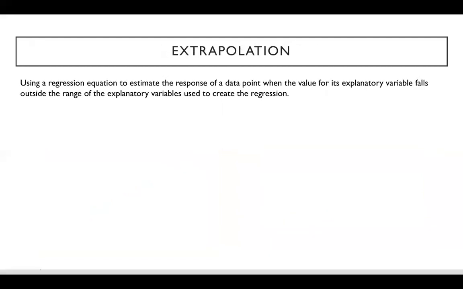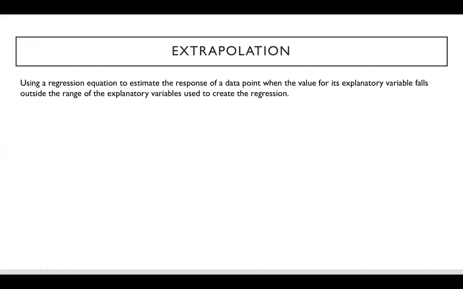Extrapolation is when you use a regression equation to estimate the response of a data point when the value for its explanatory variable falls outside the range of the explanatory variables used to create the regression. So this kind of tests the trustworthiness of a regression model. You want to make sure that you don't exploit the data too much so that it becomes untrustworthy. You want to make sure that you can rely on it. You want to make sure you're using it inside the general scope of observations that fall within that data.